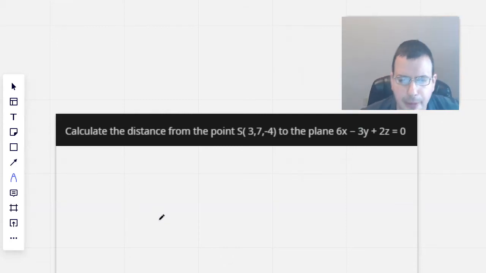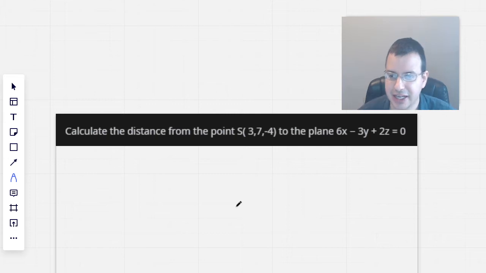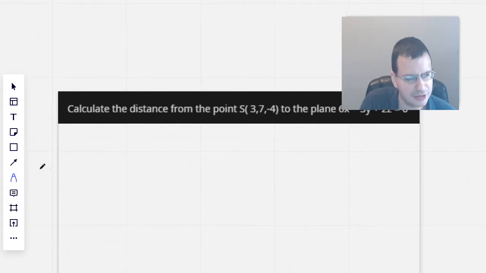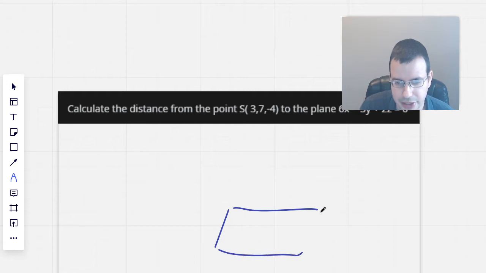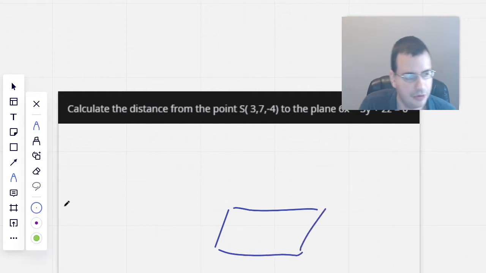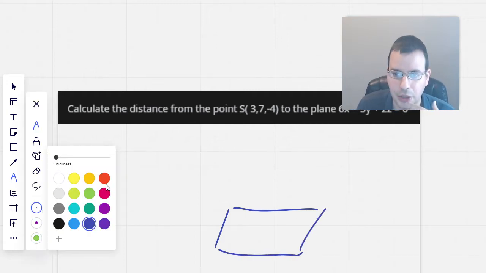Calculate the distance from point S, which is (3, 7, -4), to the plane 6x - 3y + 2z = 0. Okay, so I think there's a formula for this, but I am terrible with memorizing. I have the memory of a goldfish, so I'm just going to reason my way through this.